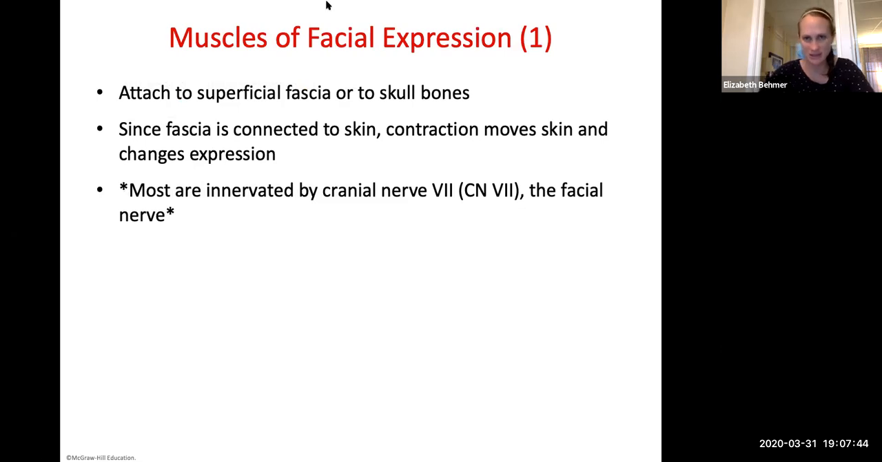So muscles of facial expression attach to the superficial fascia or to skull bones. And since fascia is connected to the skin, contractions of these muscles will move your skin to give us all of our facial expressions. And as you guys know, we all have very different facial expressions. Most of them are innervated by cranial nerve 7, which is the facial nerve.